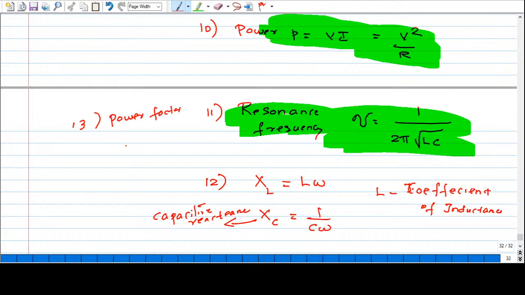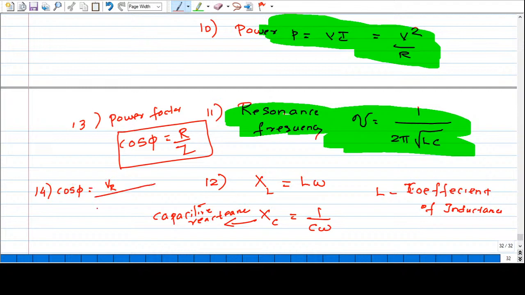Power factor is given by the formula cos phi is equal to R by Z. Please note down this formula. Power factor cos phi is equal to R by Z. The same cos phi, we can also write as VR by root of VR square plus (VL minus VC) the whole square.